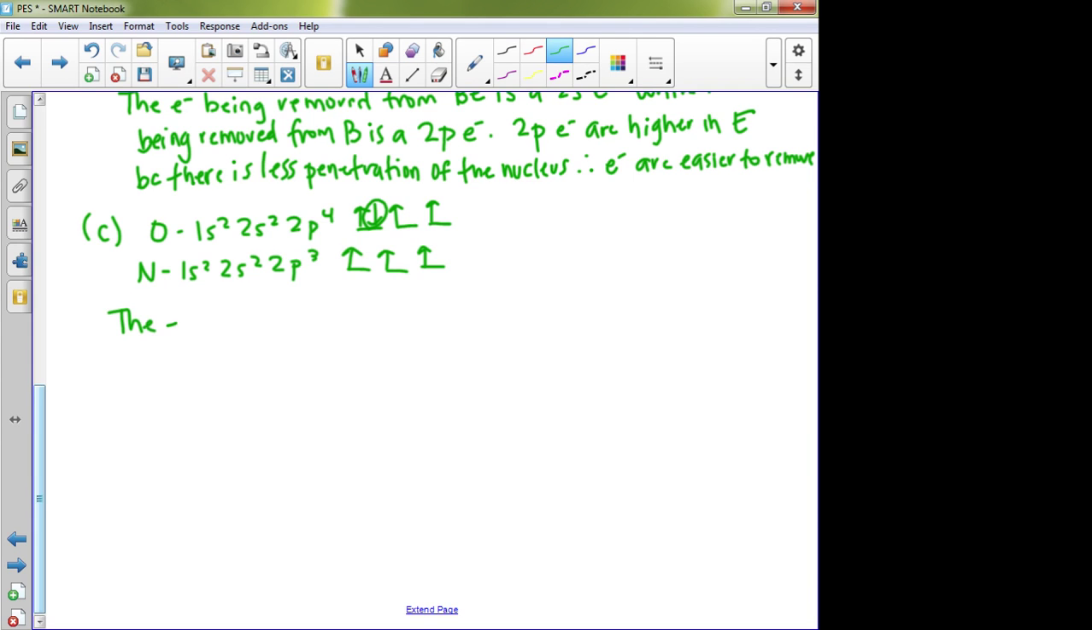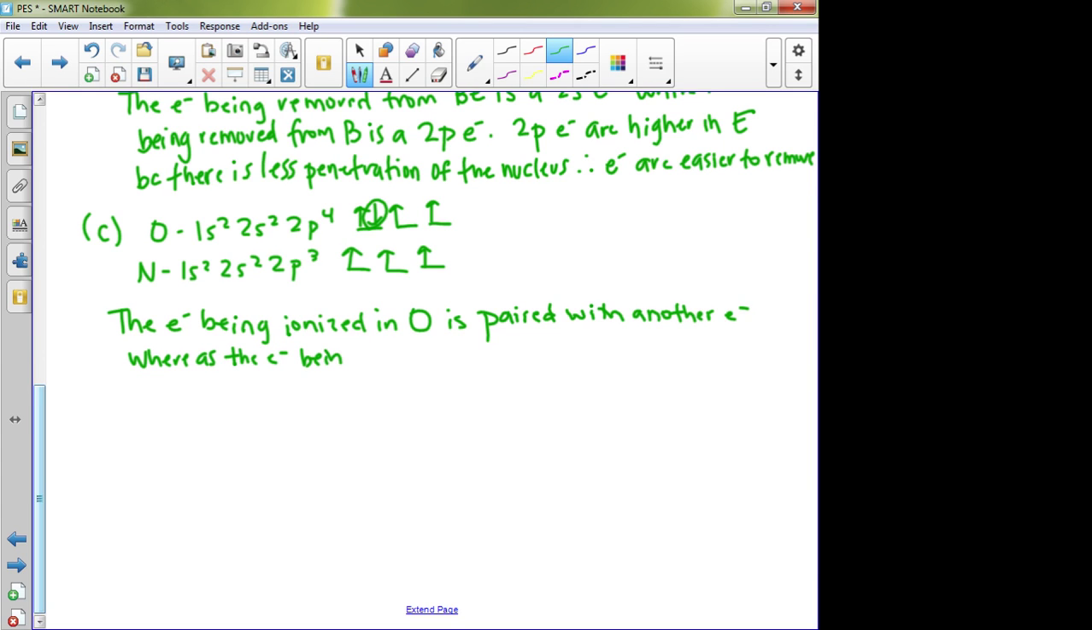I would write the electron being ionized in oxygen is paired with another electron, whereas the electron being removed in nitrogen is in a singly occupied orbital. And you wouldn't have to word it exactly the way I just worded it, but it is good to do it if you now know it.